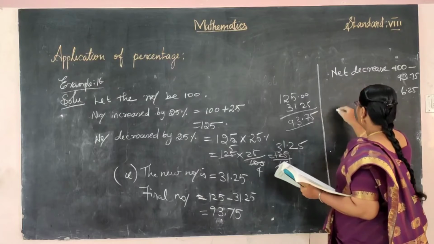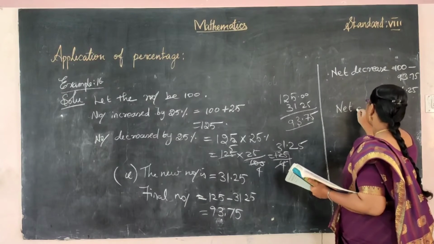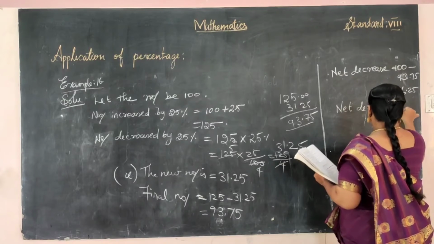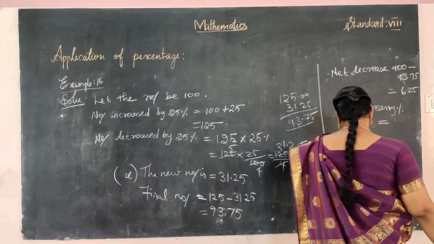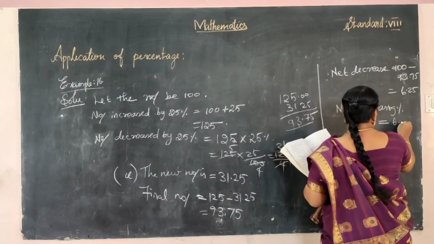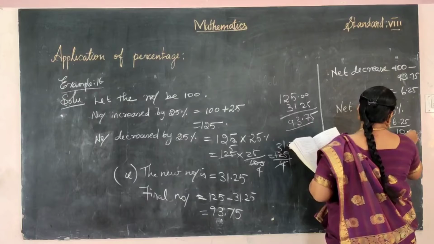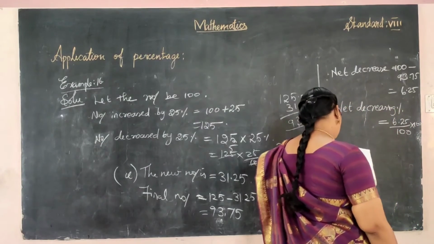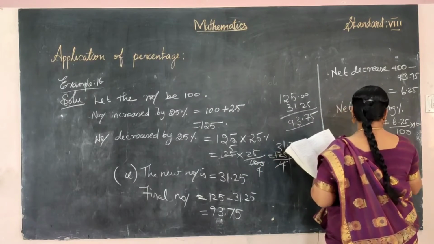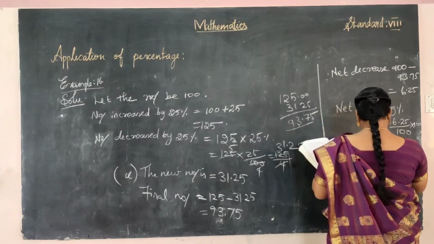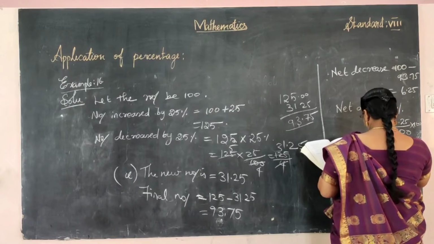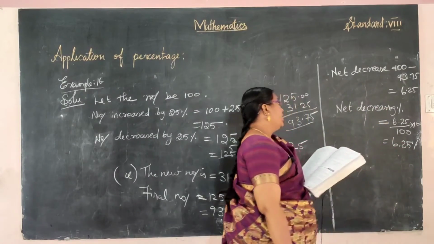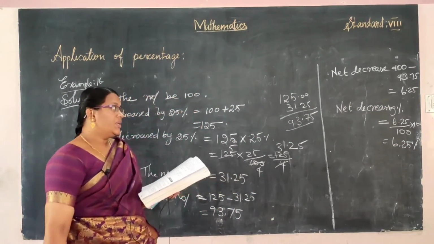Now we have to find out the net decreasing percentage. Net decreasing percentage is equal to 6.25 by 100 into 100. Numerator and denominator multiplied by 100. So what we get, 6.25%. Okay, that is the answer for the net decreasing percentage.